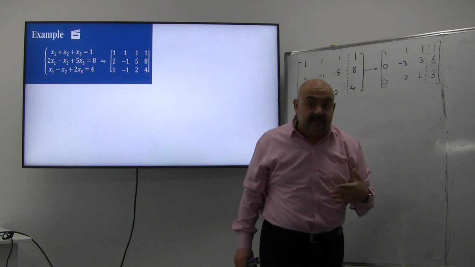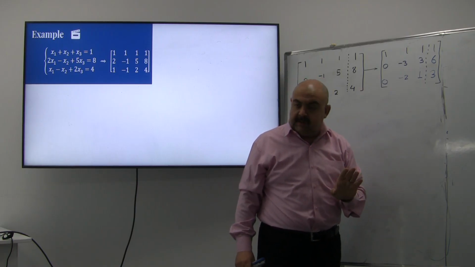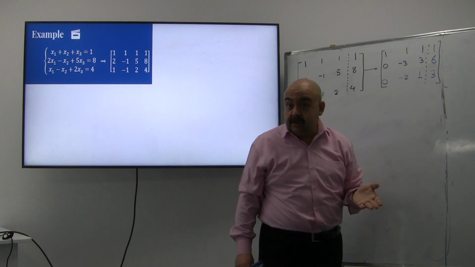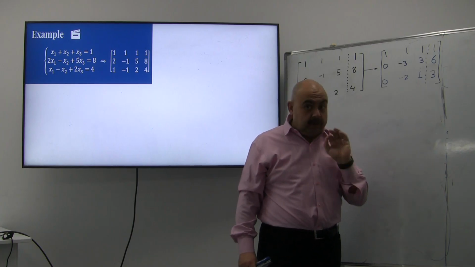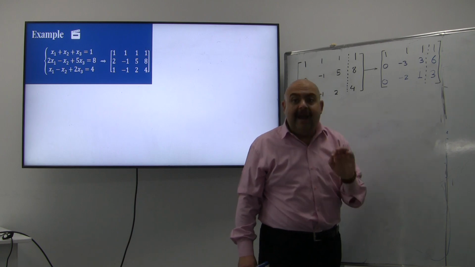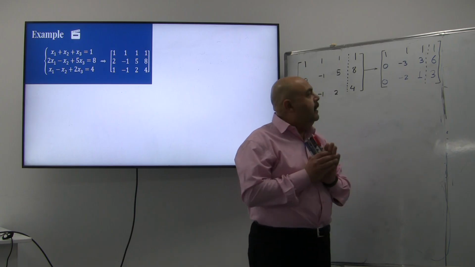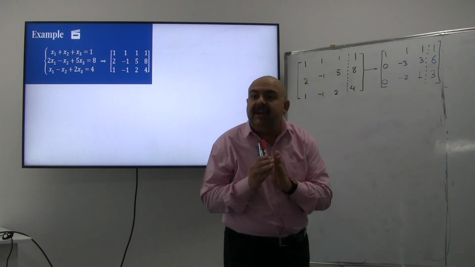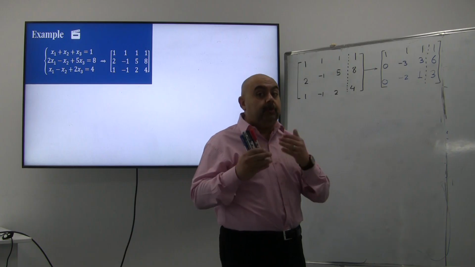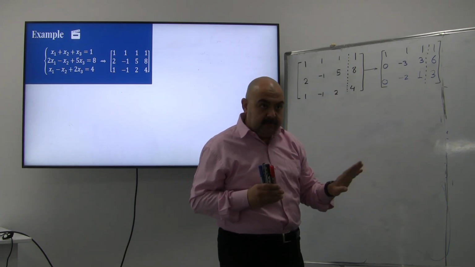I can do plenty of things, and each one of these steps is okay, is correct. But I will try to choose the simplest one, the one that lets me avoid any fractions, in order to make it easier for me, especially since there is no calculator. There is no calculator. I'm sure about that.